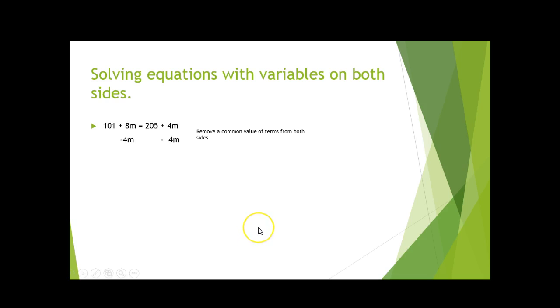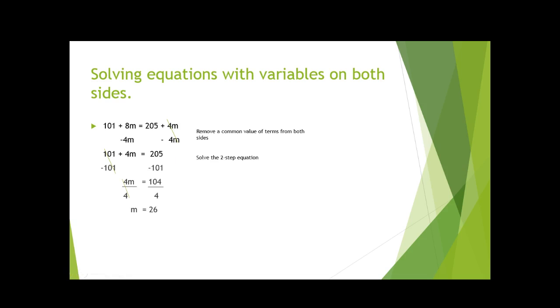And when we remove an entire term, which is the number in front called the coefficient and the variable, those two together, when we do that, you just subtract them. Because 4m minus 4m is 0m, and that cancels out. 8m minus 4m, because we balanced the equation, is going to be 4m left. So I've got 101 plus 4m is 205. Now it's a two-step equation. Now we solve.